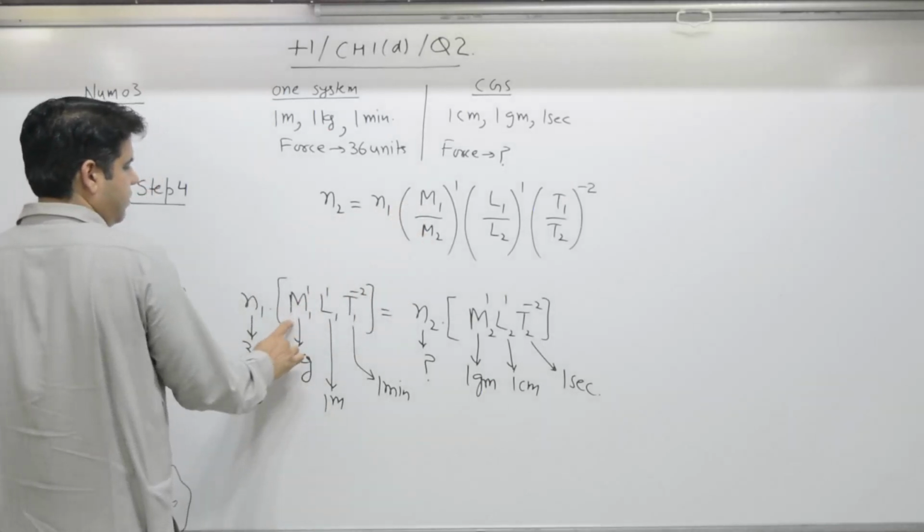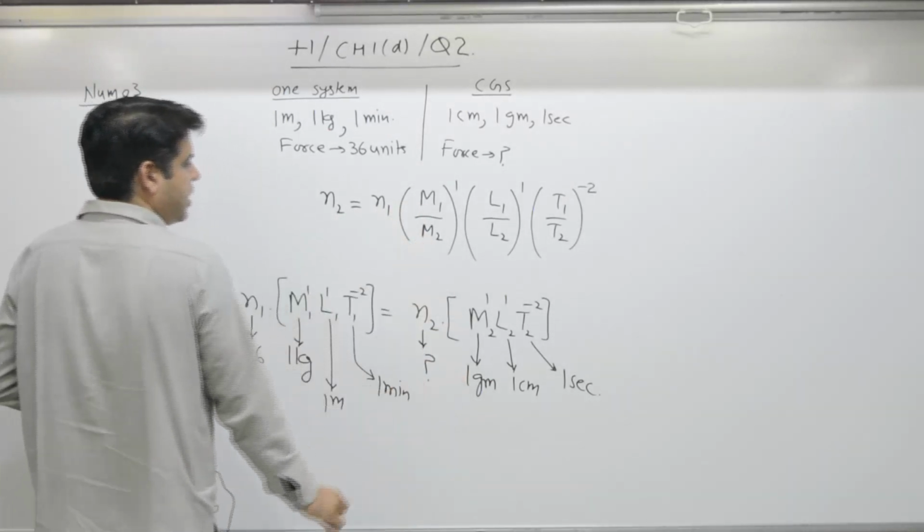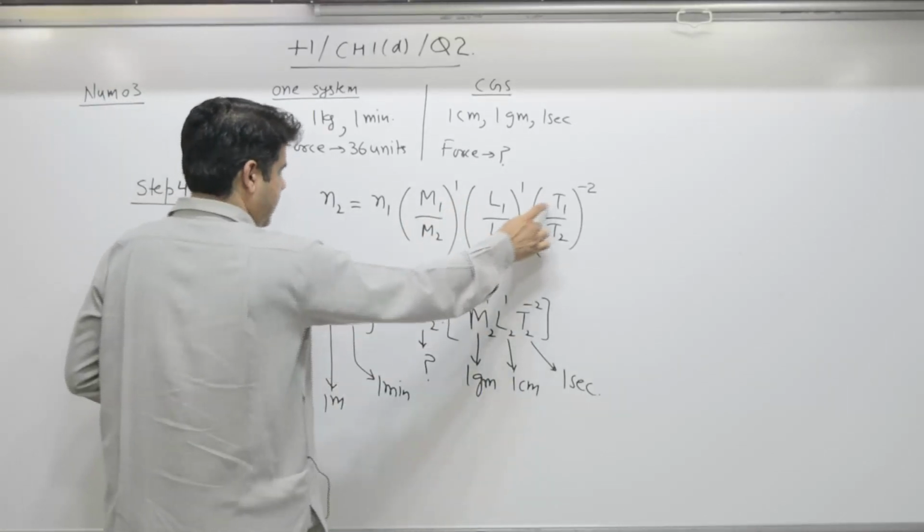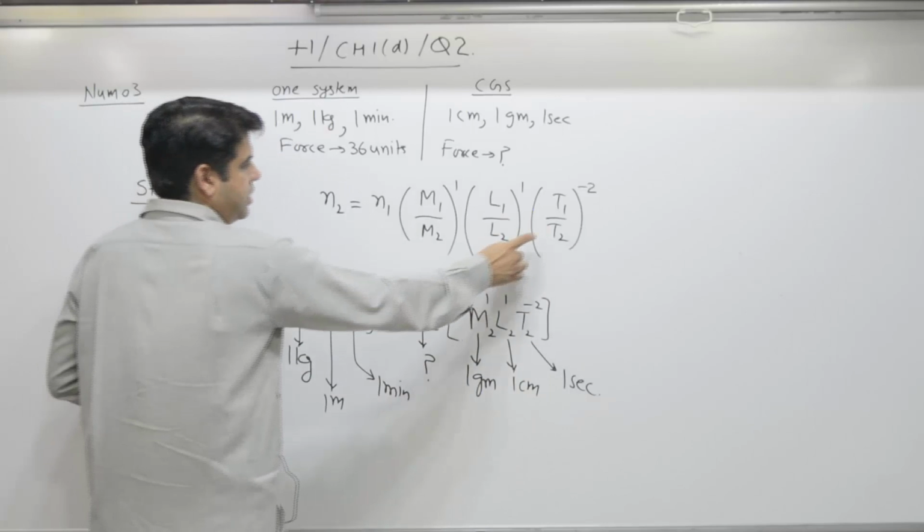M1 is what? 1 kg. M2 is what? 1 gram. L1 is 1 meter. L2 is 1 centimeter. T1 is 1 minute. T2 is what? 1 second.